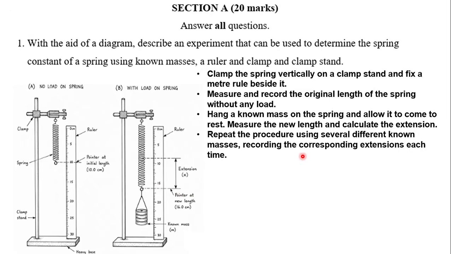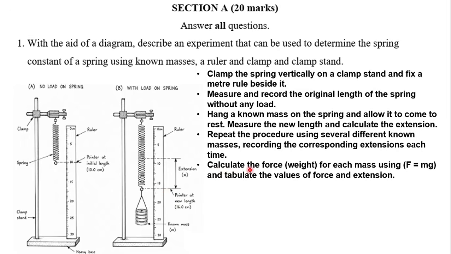So repeat the procedure using several different known masses, recording the corresponding extensions each time. You cannot base it on just a single measurement. That's why you need to repeat the procedure using different known masses. You can start with 10 grams, 20 grams, 30 grams, and so on. For each, you find the extension. Remember, extension is the new length, due to the mass hung on it, subtract the original length. Then you calculate the force, which is the weight, for each mass using F equals mg. This is like weight. Weight is equal to mass times acceleration due to gravity. And then tabulate the values of force and extension. You write the values in a table.